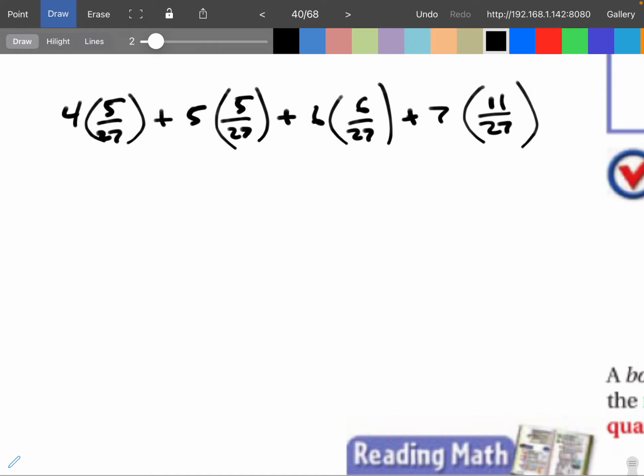So you just put that in your calculator, and you just multiply and add. In fact, you can type it in just like I wrote it right there. So just do 4 times 5 divided by 27 plus 5 times 5 divided by 27 plus 6 times 6 divided by 27 plus 7 times 11 divided by 27. Hit enter, and then round it off.